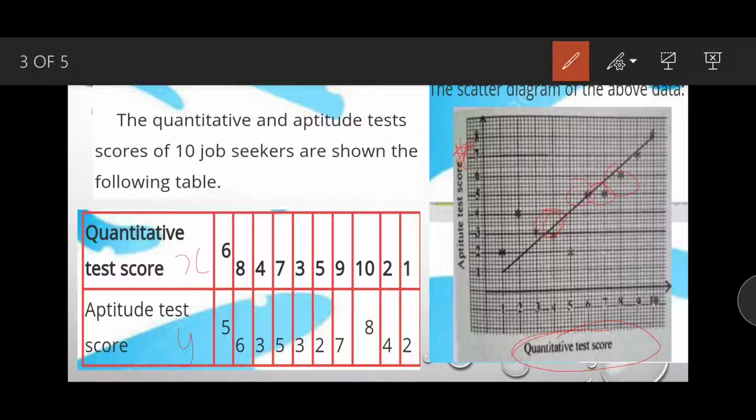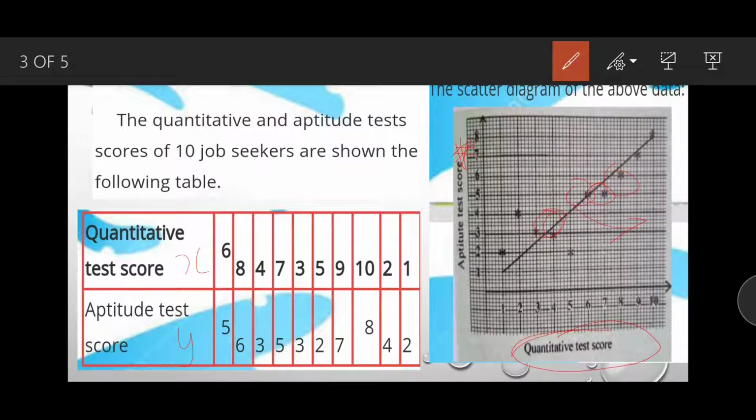So what you are seeing on the screen is a what? A scattered diagram representing our variables x and y. This is a scattered diagram, and this straight line that is drawn is what we call the regression line.